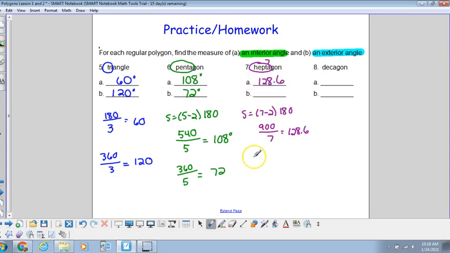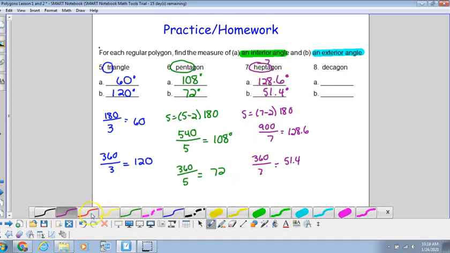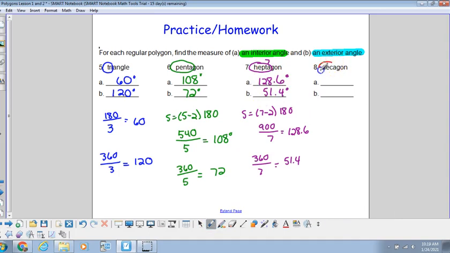For the exterior angles, we take the sum, which is 360, and divide by 7, since a heptagon has 7 sides. When we divide that, once again it keeps going, but we'll round to the nearest tenth, which is 51.4. These two do add up to be 180, which is good because an interior angle and an exterior angle are supplementary.